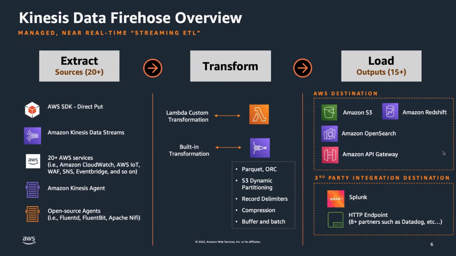When it comes to destinations, Firehose supports more than 15 destinations. The AWS native destinations are Amazon S3, Redshift, OpenSearch, and API Gateway. In addition to AWS destinations, Firehose supports third-party destinations. There are a lot of them: Splunk, Datadog, New Relic, Dynatrace. There are a bunch of destinations that Firehose supports, and every quarter there will be a new announcement with another destination coming in.